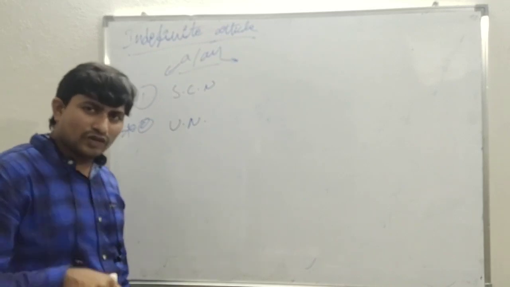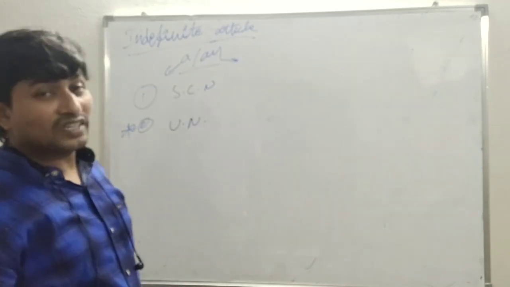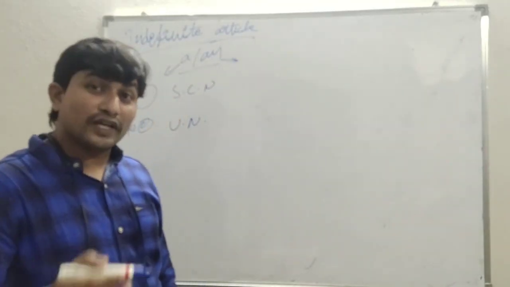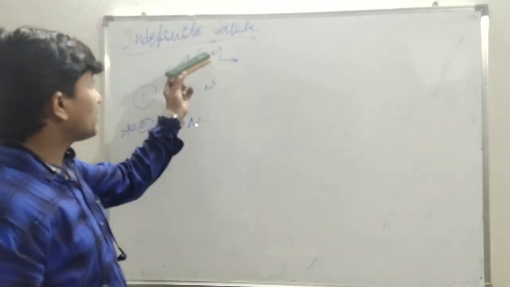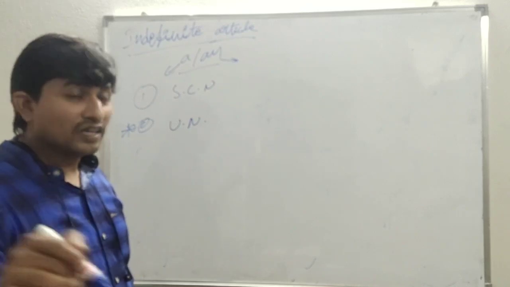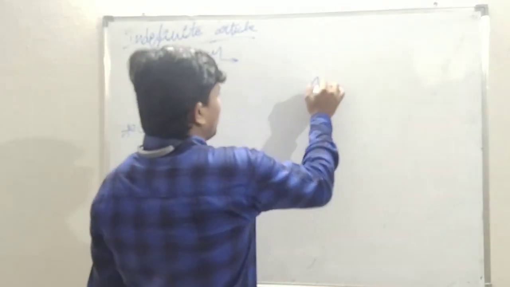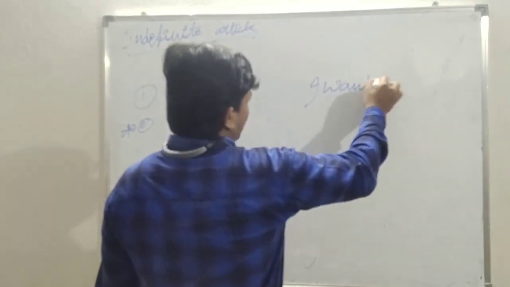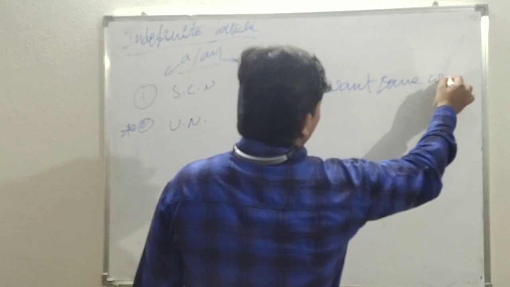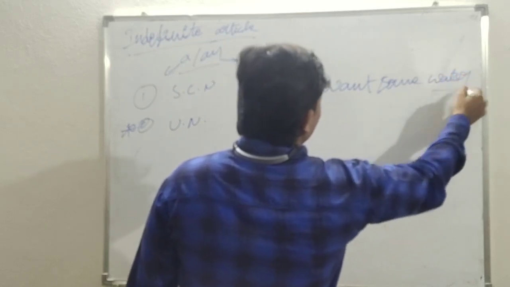Just now you told us the indefinite article cannot be used in front of uncountable nouns. Then how can you say again that the indefinite article can be used in front of uncountable nouns? I will give you one example. I want some water. So water is uncountable.